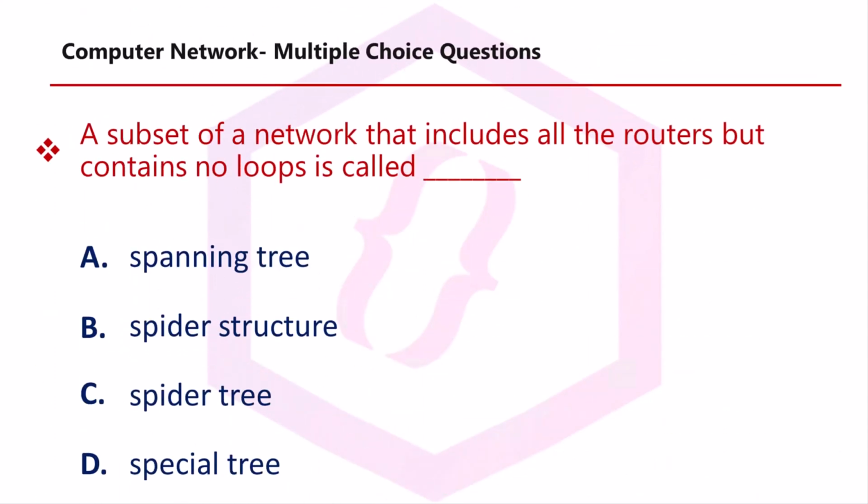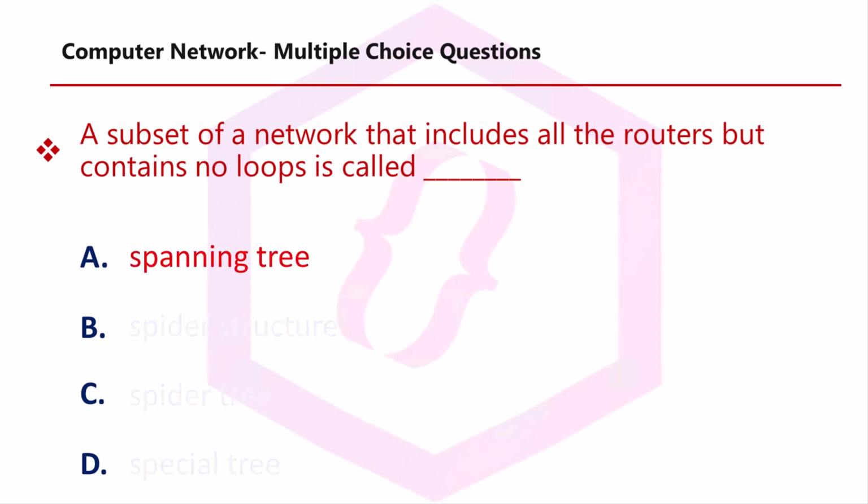A subset of a network that includes all the routers but contains no loop is called option A, spanning tree. Option B, spider structure. Option C, spider tree. Option D, special tree. And the correct answer is option A, spanning tree.